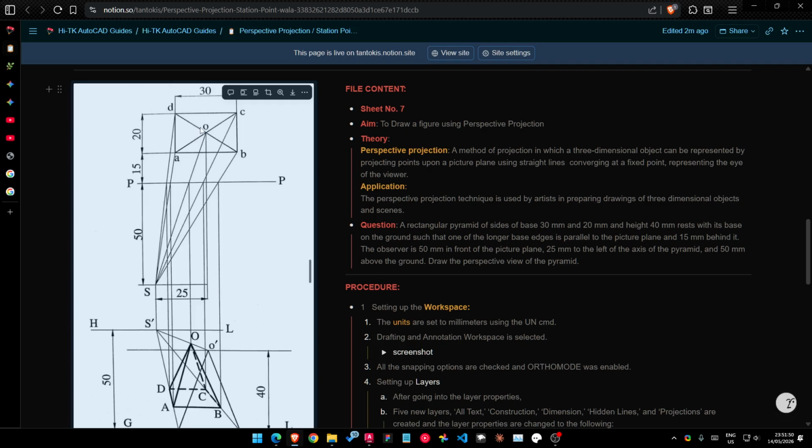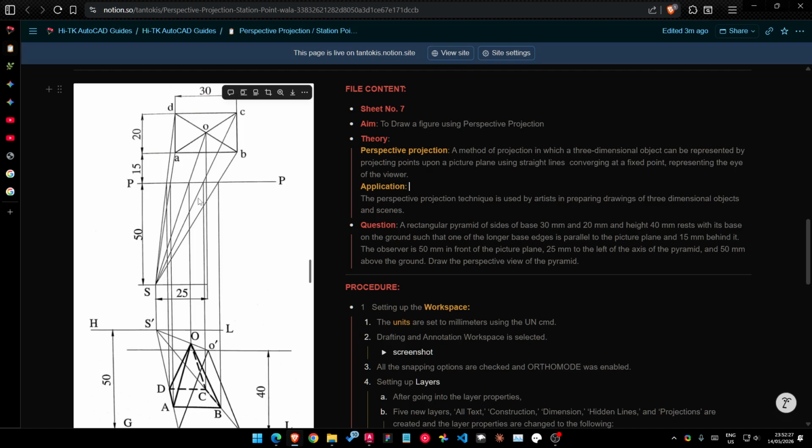Since this is 10 and this is 15, that's 35, and we need another 50, so 85 mm line till here, and then 25 till here. Now we have gotten the station point, which is S. So now we need to connect all the vertices and the peak of the pyramid to this S, which is 5 lines till S. After this, the intersections between these 5 lines that we drew and the picture plane, this is what we need to project downwards.